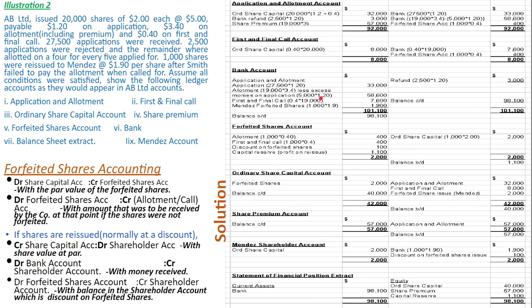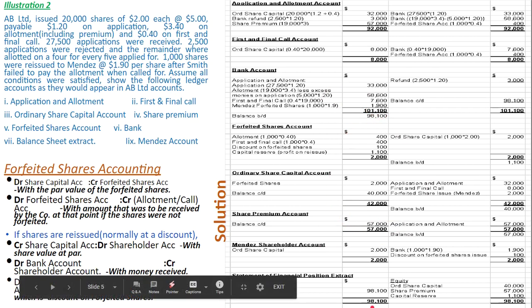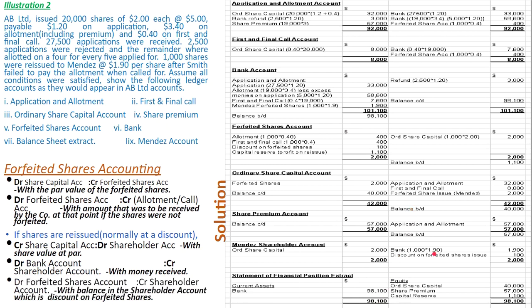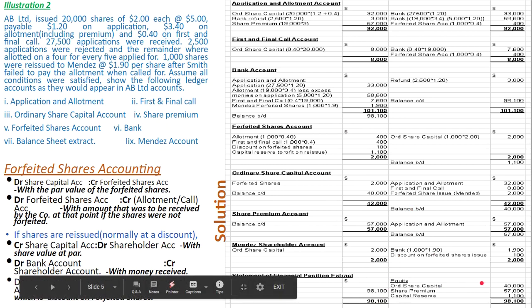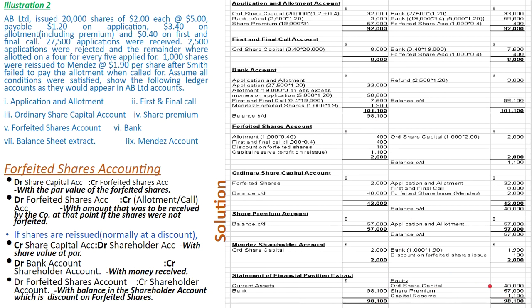Lastly, we need to look at the statement of financial position extract. So on the debit side, we have current assets, bank with a balance of 98,100, which is shown here. On the credit side, we have equity: ordinary share capital 40,000, share premium 57,000, capital reserve 1,100 to give a balance of $98,100. So there you are with solving forfeited shares accounting. This is as hard as it gets and as simple as I have simplified the workings.